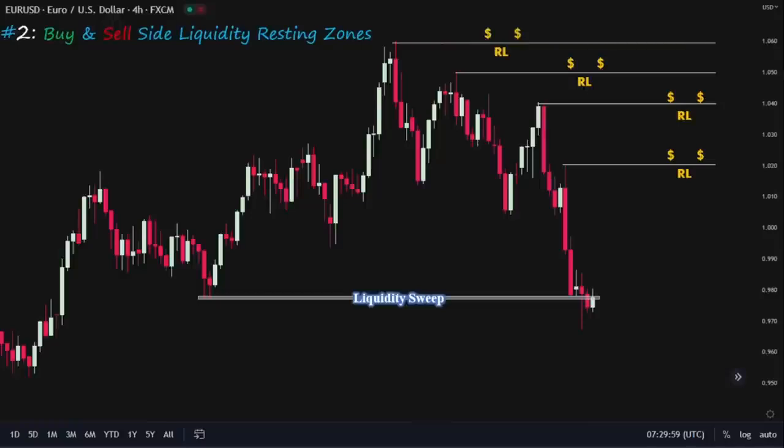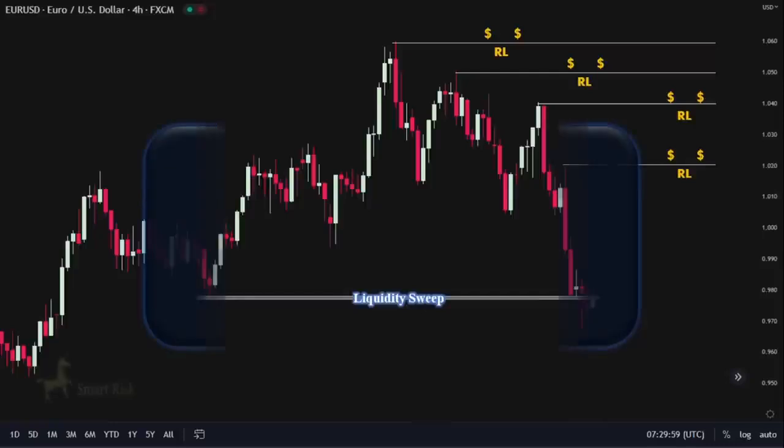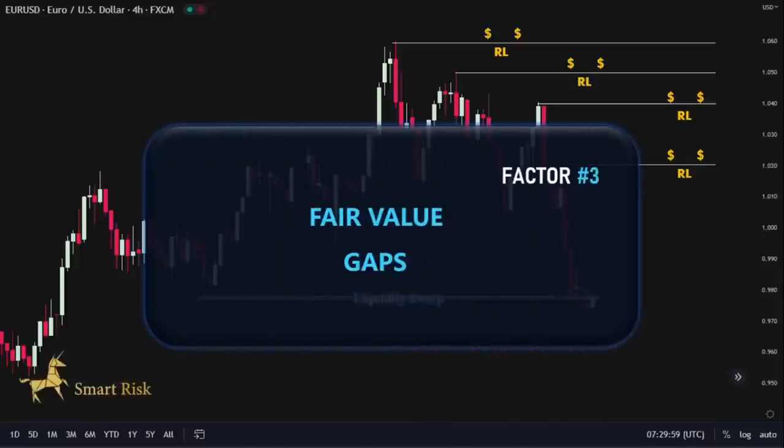Now, we have highlighted all of the liquidity resting zones. As you can see, price has taken all of the sell side liquidity from the market, and now we can anticipate that price will rise in response to sweeping the buy side internal liquidities that we have highlighted on our price chart. The next key factor we're looking for is fair value gaps.